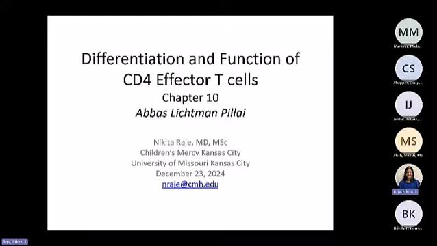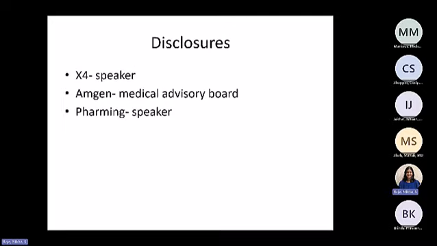November 2024. I'm Nikita Raje from Children's Mercy Kansas City and UMKC, and we'll be talking about chapters 10 and 11 from Abbas today. First chapter, chapter 10, is on differentiation and function of CD4 effector T cells. Definitely getting into the chapters that are more relatable, I feel like, after some of those difficult chapters that we went through. But stop me anytime if you want me to repeat the information or if some of the terms don't make sense.